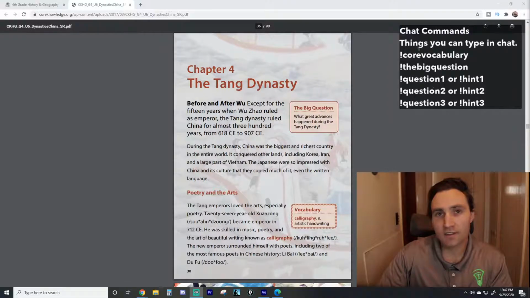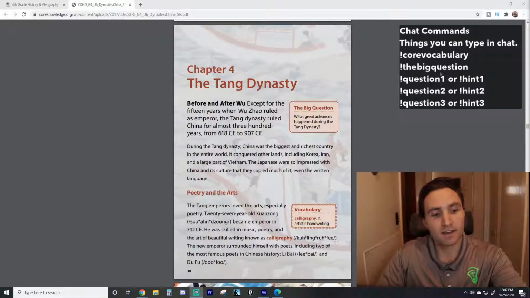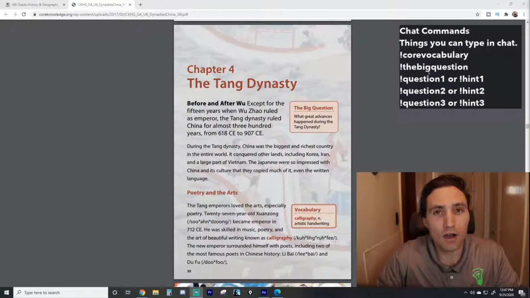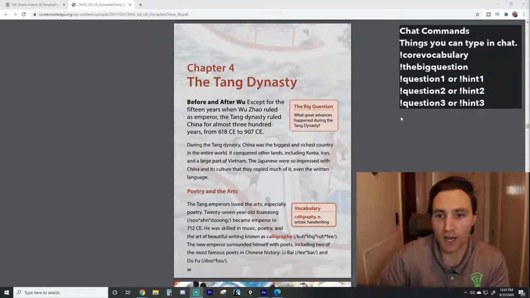Speaking of participation, the top right corner of the screen shows you the chat commands. Those are things that you can type in the chat to help remind you what the questions are, what the big question is, or what the vocabulary is for this chapter.